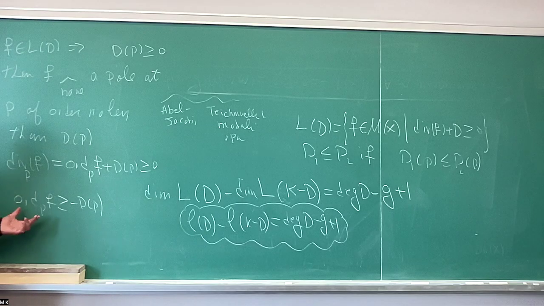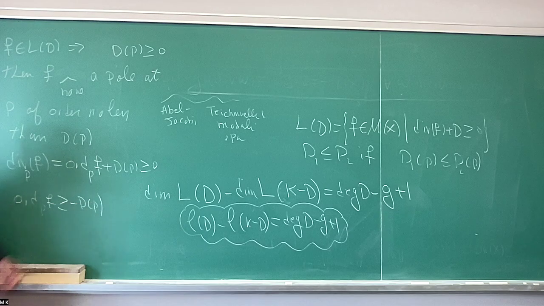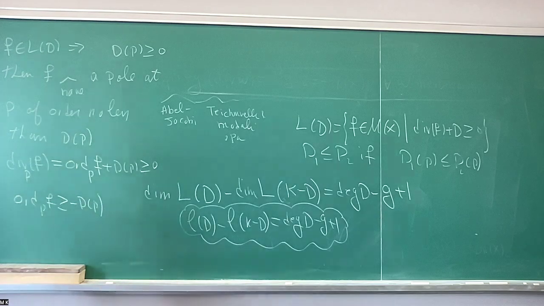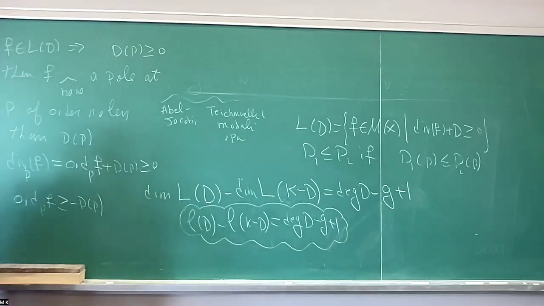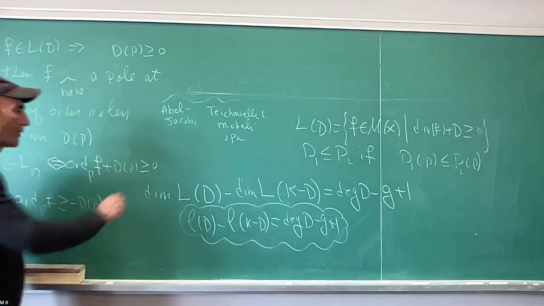So it means that we can actually have poles, but the poles should not be too bad. The order is controlled by this d_p. Sorry, how do you get that the divisor of f at P is equal to the order of f at P plus d of P? Okay, so what I meant is f belonging to L(D) if and only if this holds for all P, right?